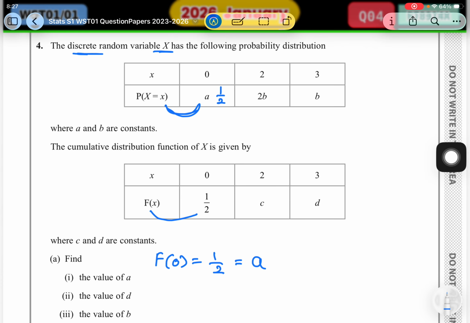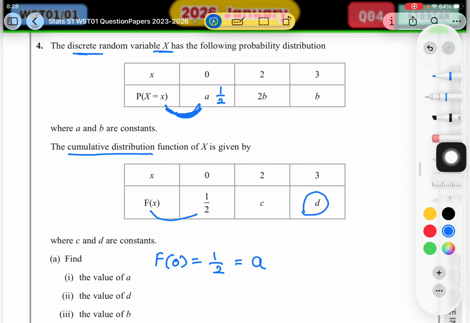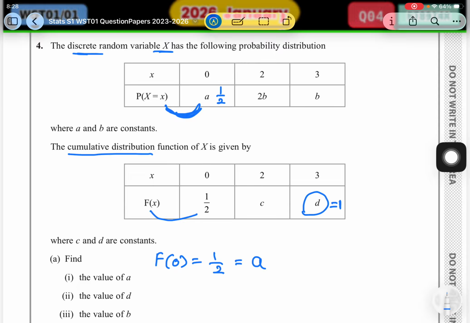Then they are asking to find the value of d. We know the total probability when you add up all the possible options, 0, 2 and 3. This is a cumulative distribution, so when you add up everything, the half is coming from adding this, and it will come with the other one. With a cumulative frequency, we know the last one will always be 1. So d is going to be 1, because the total probability is 1.